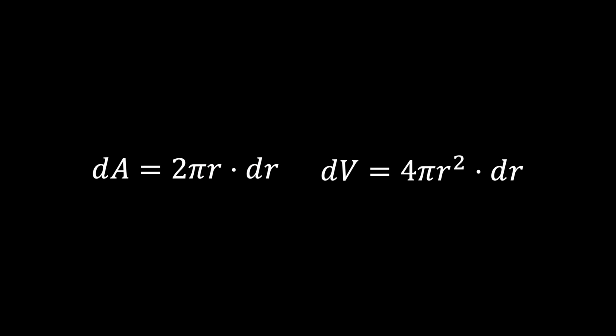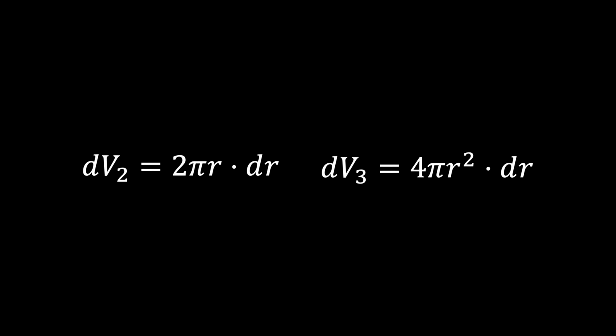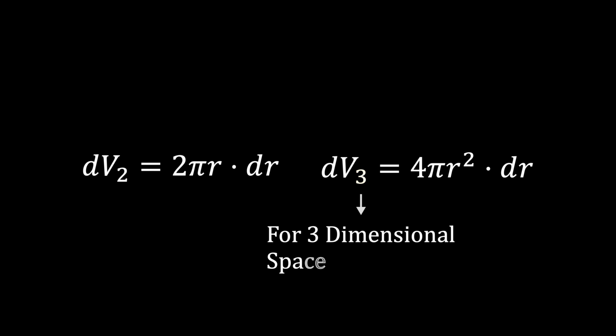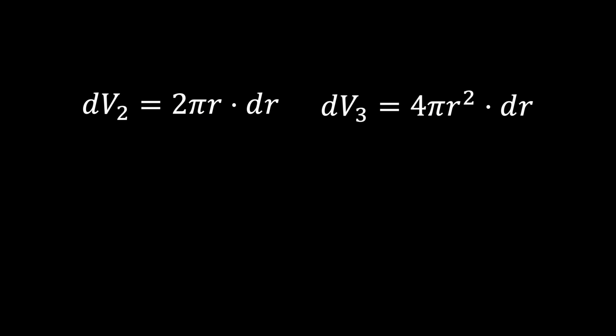Now that we understand how to find the volume of a sphere in 2D or 3D cases, let's introduce some notation to generalize this further, to n dimensions. In 2D, the area of a ring is dA, which I'll now call dV2, where the subscript 2 represents the 2D space. Similarly, in 3D, the volume of the spherical shell is dV3, where 3 represents 3D space. Now, notice an interesting thing here.